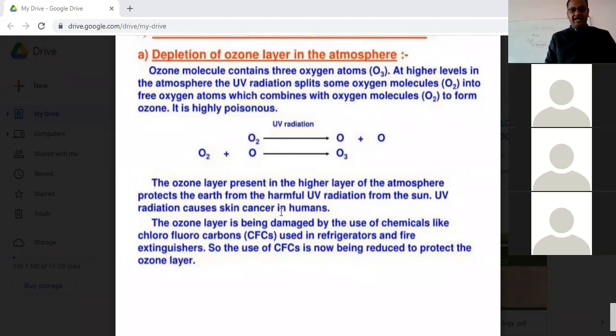In the higher levels of the atmosphere, ultraviolet radiation breaks molecules of oxygen into atoms of oxygen, and an oxygen molecule combines with an atom of oxygen to form triatomic oxygen, ozone. This ozone layer present in the higher atmosphere protects the earth from the harmful UV radiation from the sun. Now, this ozone layer is damaged by chemicals like chlorofluorocarbons, which are used in refrigerators and fire extinguishers. So the use of CFCs is now being reduced to protect the ozone layer.